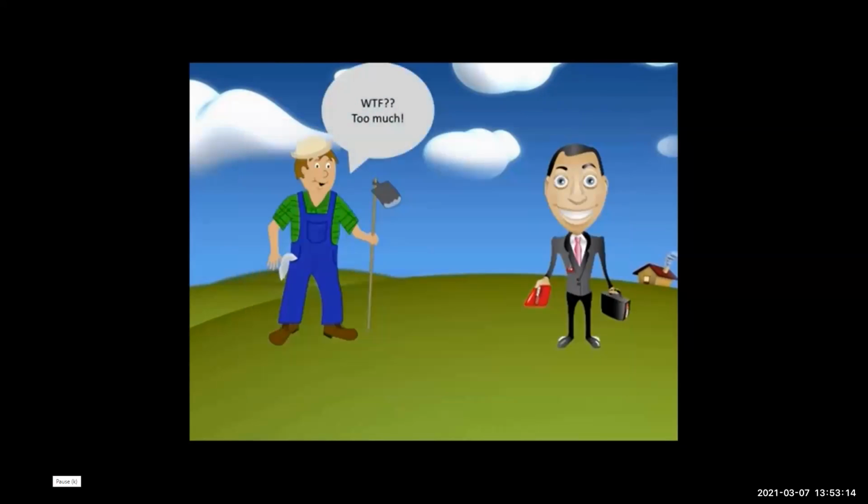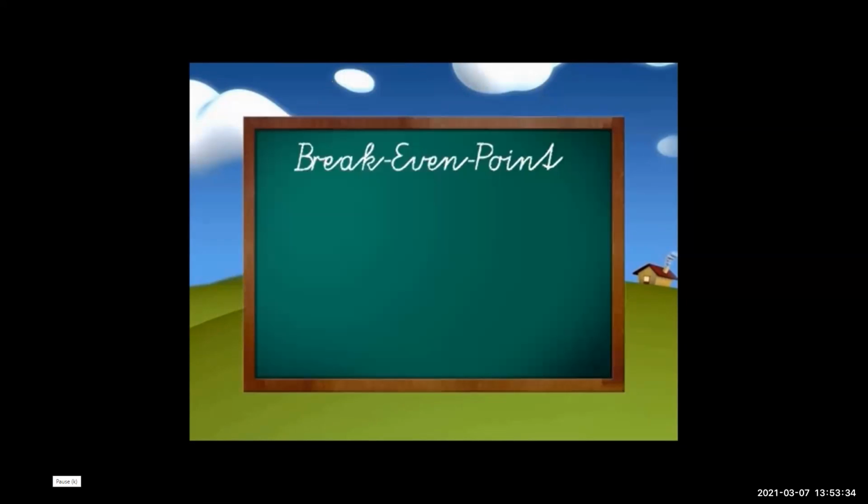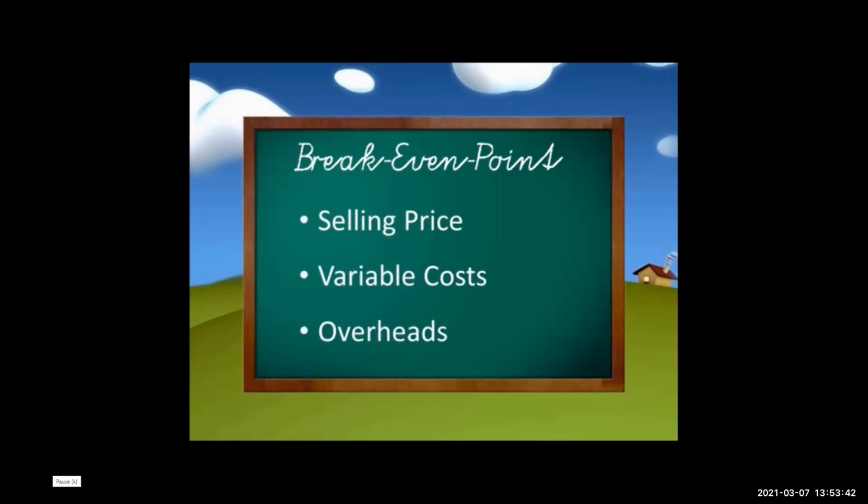Whoa, wait a minute. Tell me, how on earth should I possibly sell 50,000 apples a year? What could we do to break even a little earlier? Let's say with 25,000 apples. Interesting question, Mr. Joe. You see that 3 figures have an impact on the break-even point. And these figures are the selling price, your variable costs per unit, and your overheads.